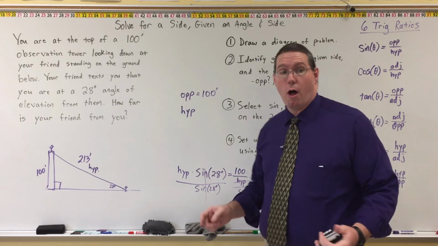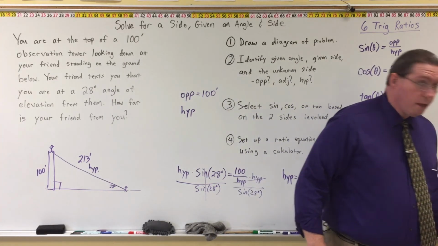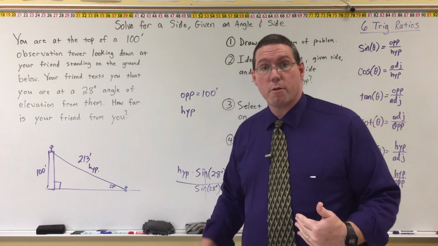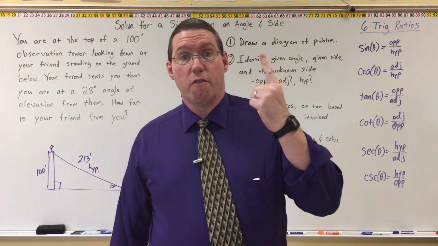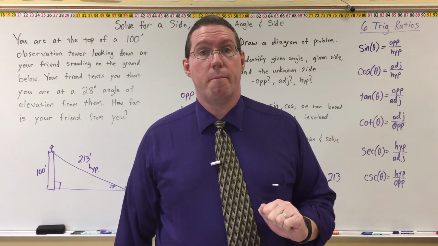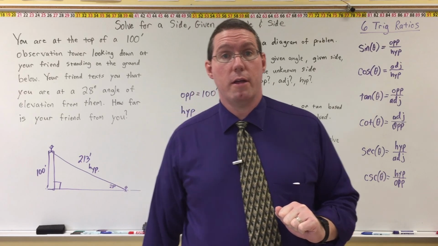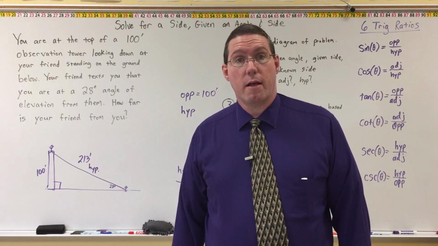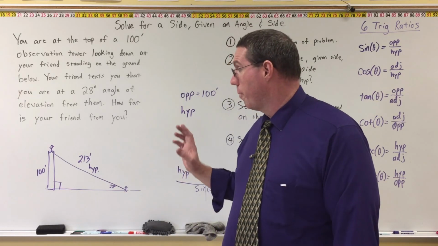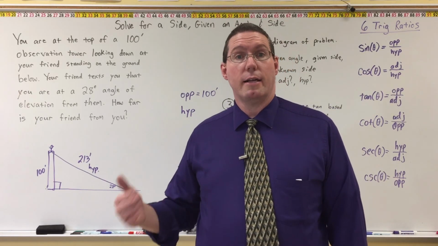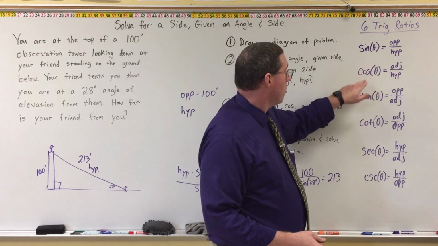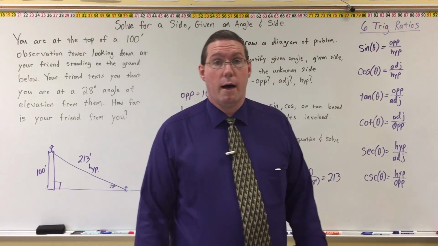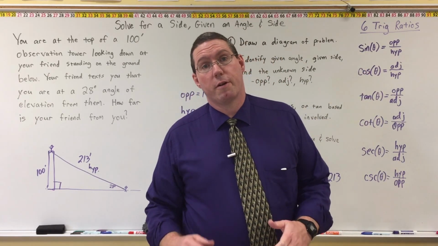And that is how we solve these interesting, quote-unquote, real-life problems when we have the length of one side, but we also have the measure of one of the acute angles in a right triangle. And so I'm going to give you several problems that look like this so that you can really sharpen your skills and be able to identify whether you're using sine, cosine, or tangent. I only have one more thing to show you in this particular lesson.